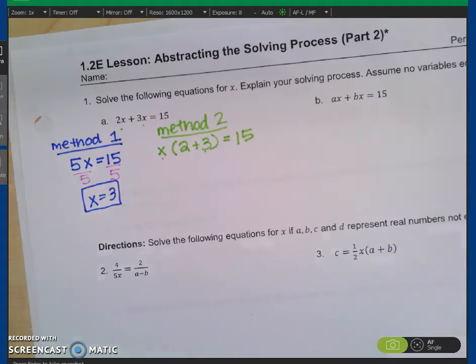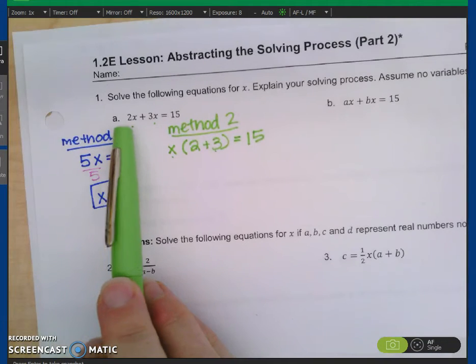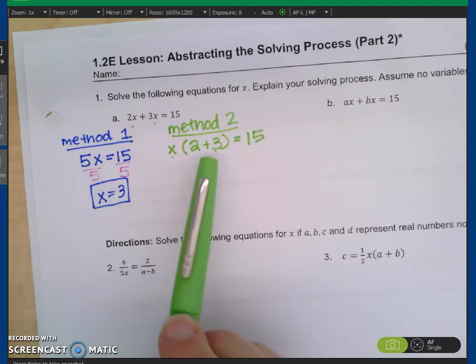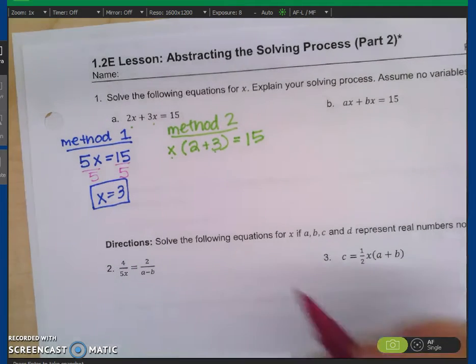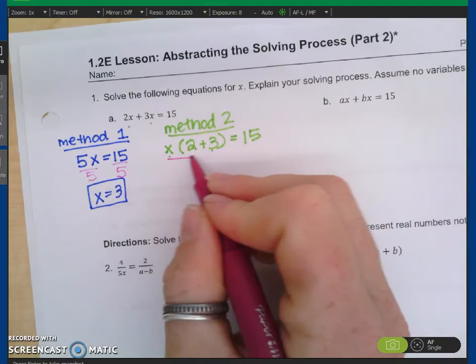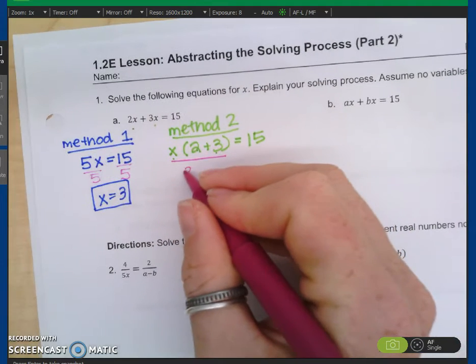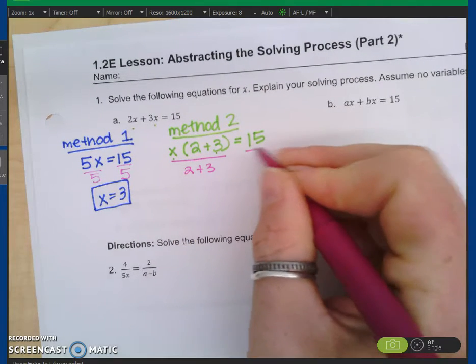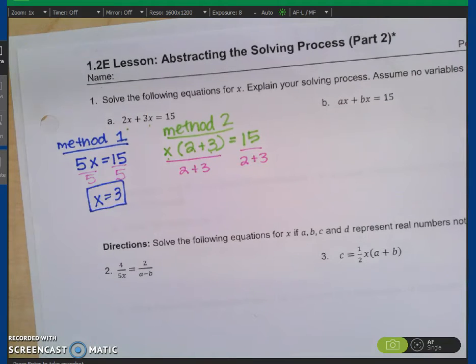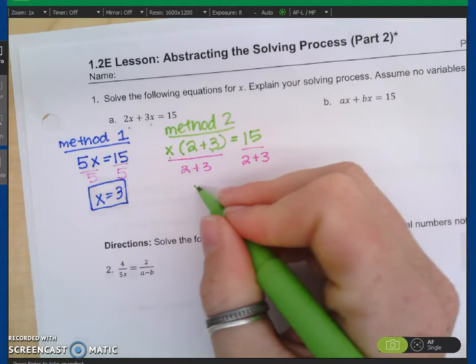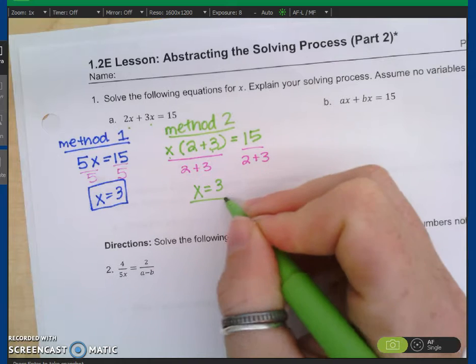You can also think about this as when we're combining like terms, we're taking 2 and adding it to 3 to make the coefficient of x. Now we're going to do the same thing. We're going to undo the multiplication by dividing both sides by 2 plus 3. And we know 2 plus 3 is 5, so 15 divided by 5, x equals 3.